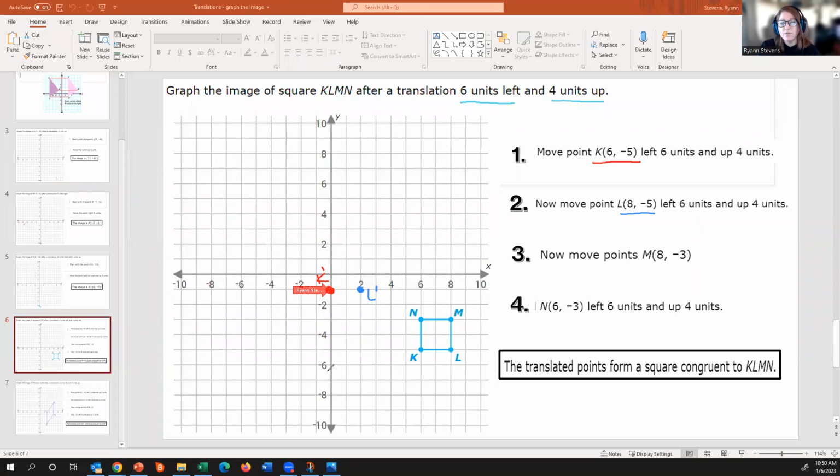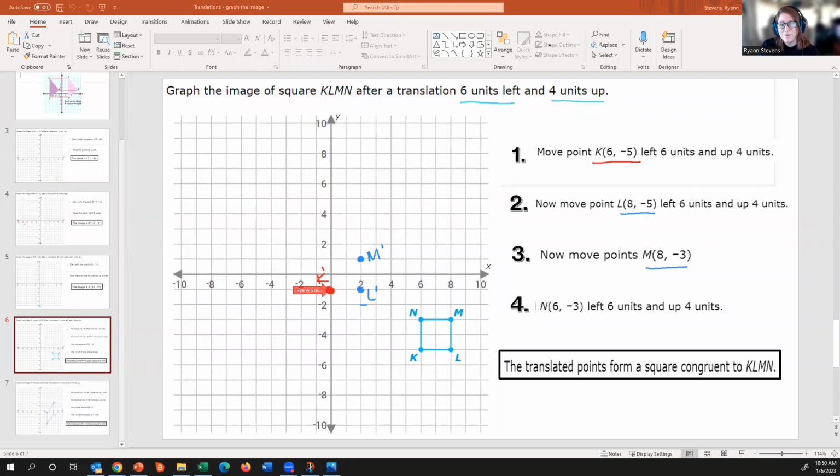And then now we can move point M, which is at 8, -3. From here, we're going to move 6 places to the left: 1, 2, 3, 4, 5, 6. We're going to go up 1, 2, 3, 4. And this will be the image of M.